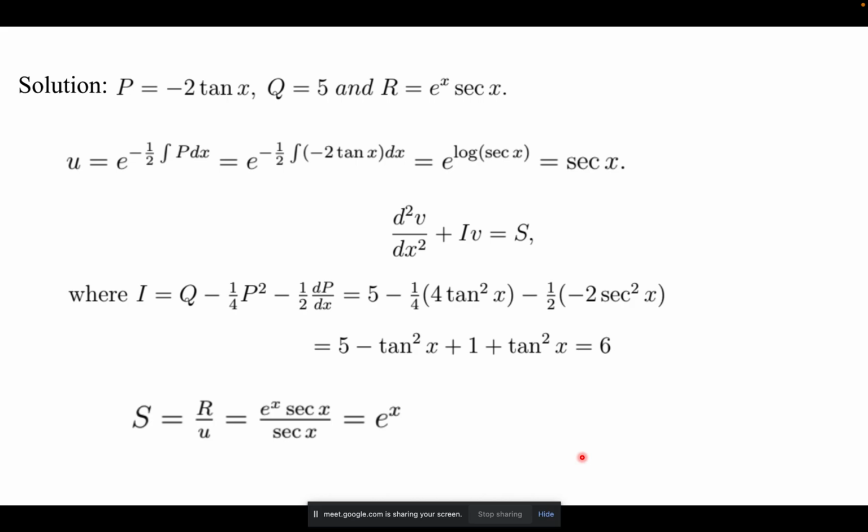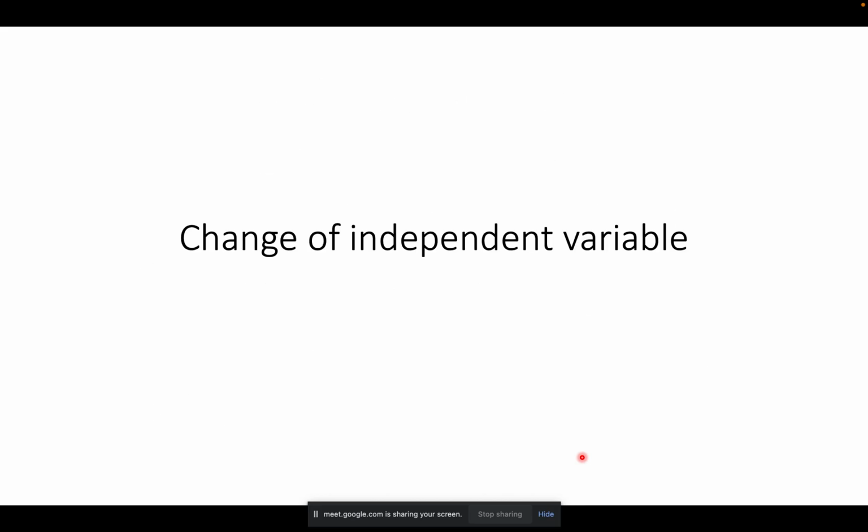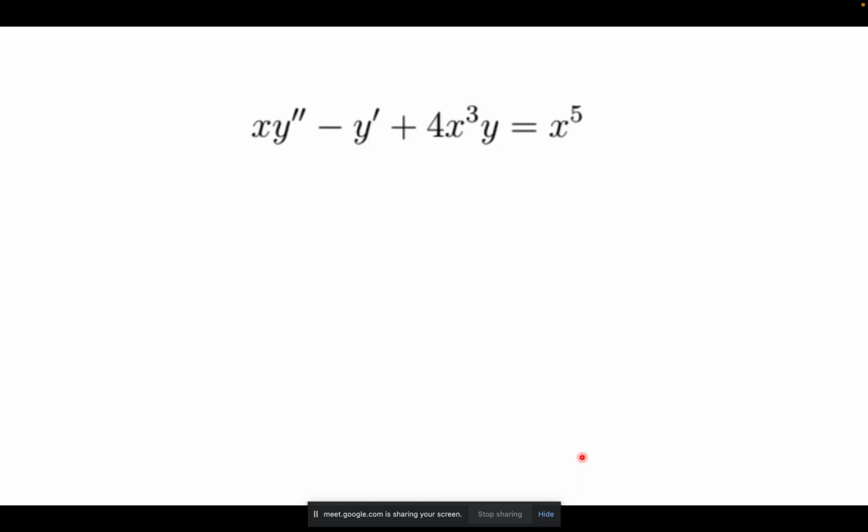Now I will start one problem based on the method of change of independent variable. As I stated earlier, you have this type of differential equation: x times y double dash minus y dash plus 4x cube y is equal to x power 5. If you just see this equation, we have no shortcut methods to solve it. That's why the question is asking you to solve the differential equation using the method of change of independent variable.